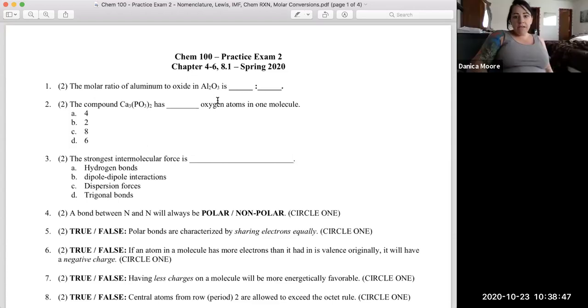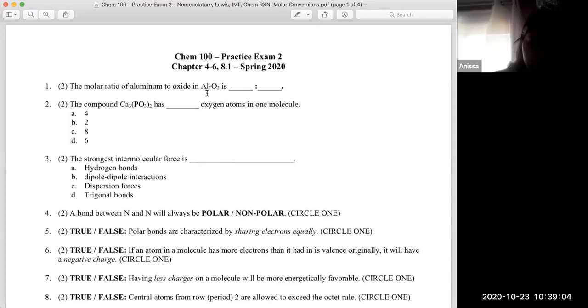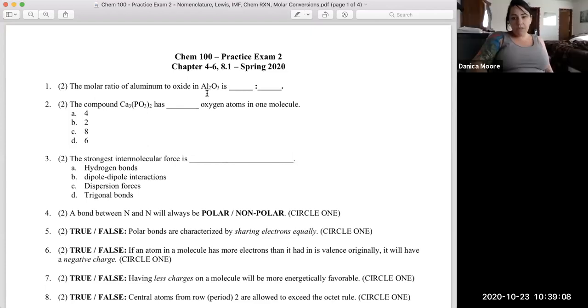So there are different permutations of that question that I could ask, but the thrust of the question, what it's trying to ask you, is do you understand the empirical formula? Does that make sense? Everybody all right with me there? Yep. Cool. Questions?